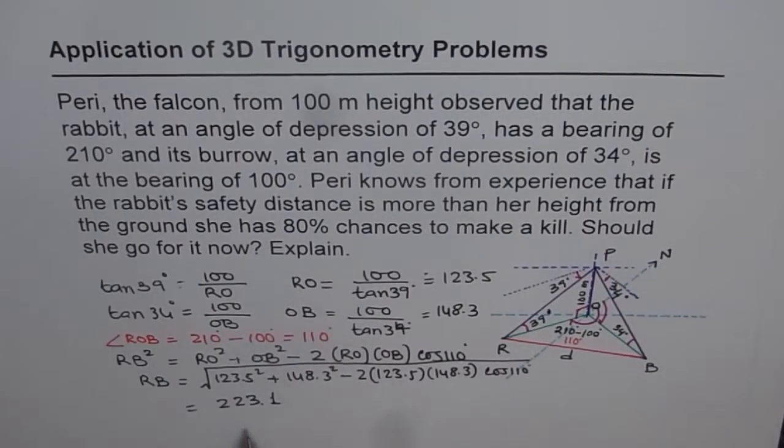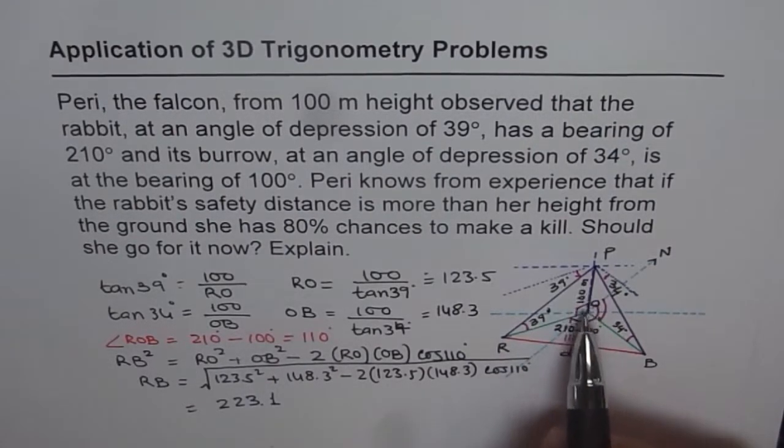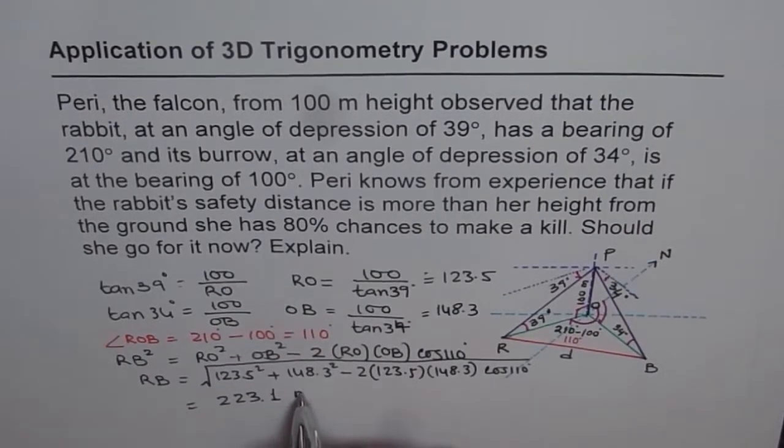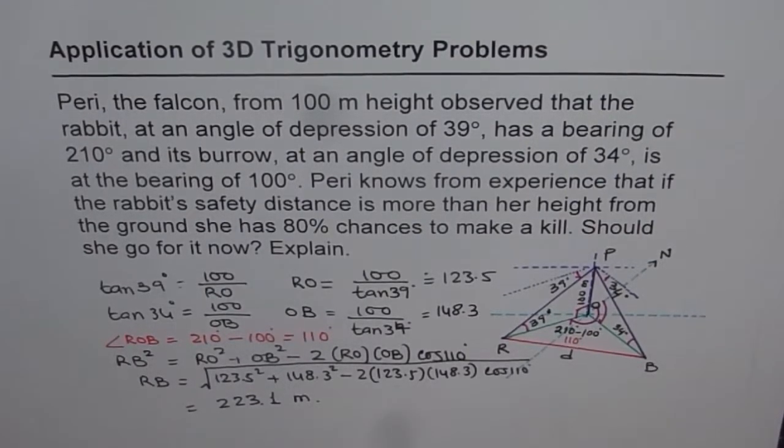From here you can clearly see this is not just greater than 100, but it's more than twice that. Since RB is much more than 100 meters, it's a good option for Perry to make a kill. Perfect. I hope you understand with this that 3D problems are not so difficult.